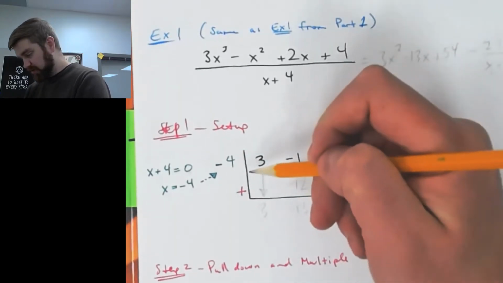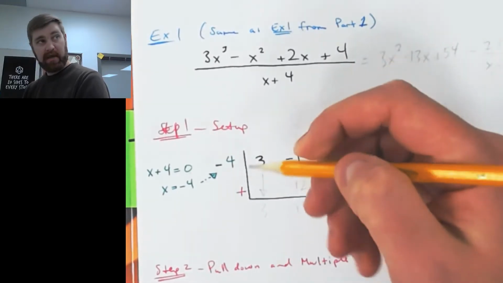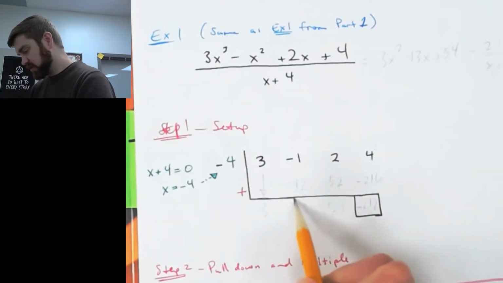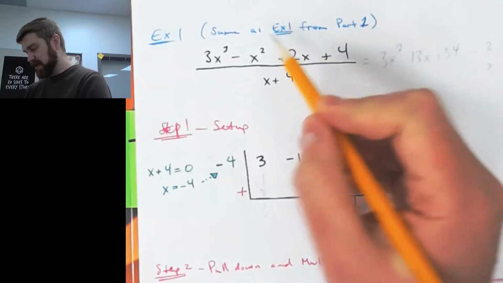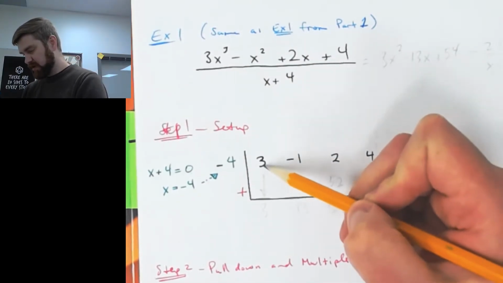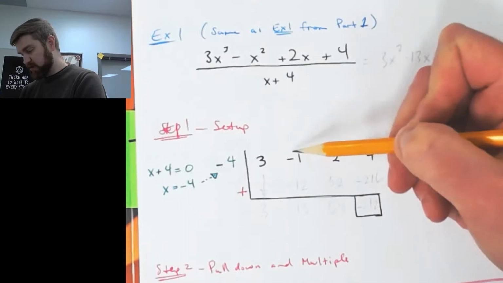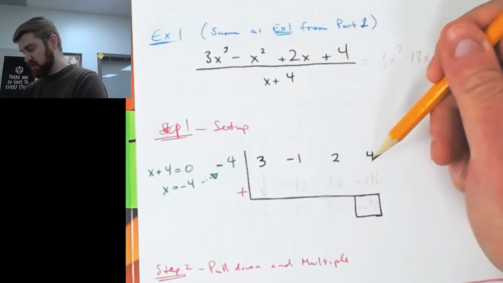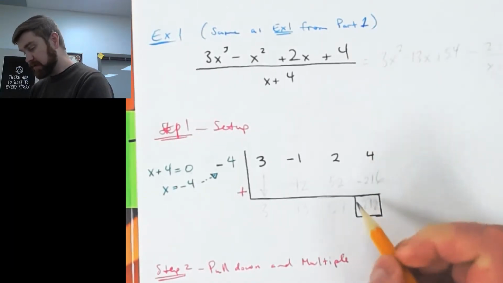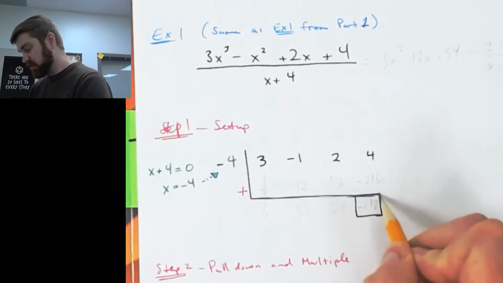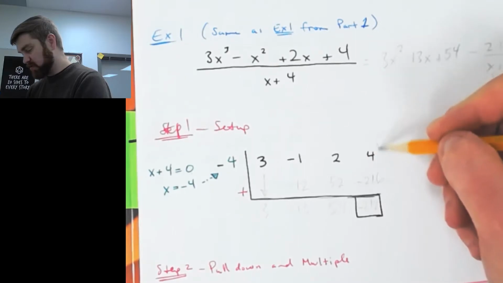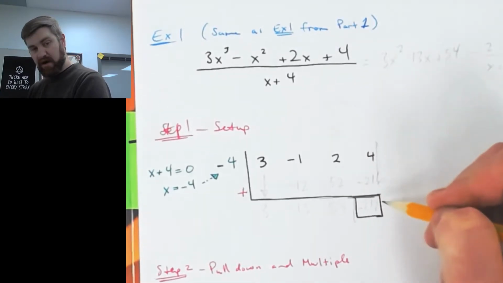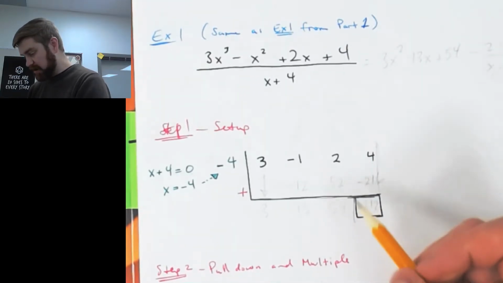On my lined piece of paper, I would do a vertical line down and a horizontal line across, and then I would grab my 3, write it here, my negative 1, write it here, my positive 2, write it here, and my positive 4, and write it there. And maybe I came up short, so I would extend it over to make sure that, just like before, it stops just after the 4. I write a little box in here, and I'm ready to go.